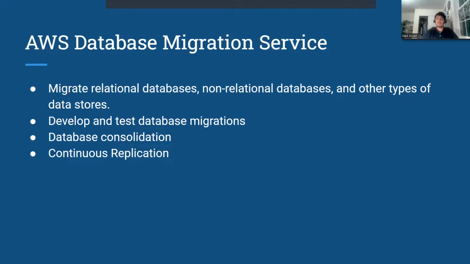Now let's talk about AWS Database Migration Service, also known as DMS. This exists to migrate relational databases, non-relational databases, and other types of data stores, such as Redshift. With this, you can develop and test database migrations before you actually do it to ensure that the migration will work and the two ends that you're delivering or taking content from are compatible.